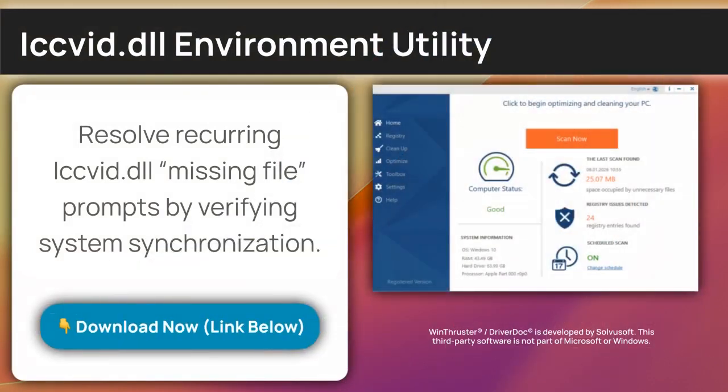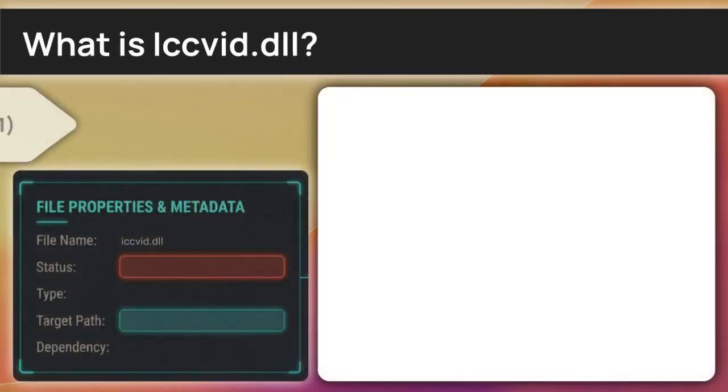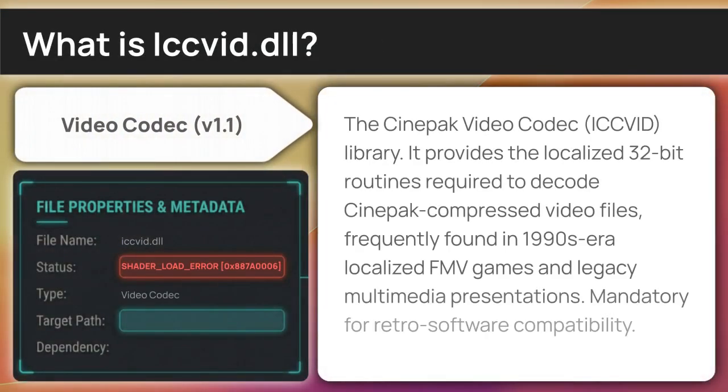This is the Iccvid Library, the Cinepak Video Codec. It provides the localized 32-bit routines required to decode Cinepak-compressed video files, frequently found in 1990s-era localized FMV games and legacy multimedia presentations, mandatory for retro software compatibility.